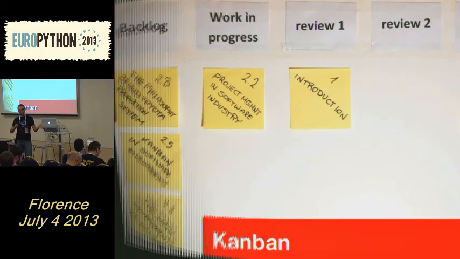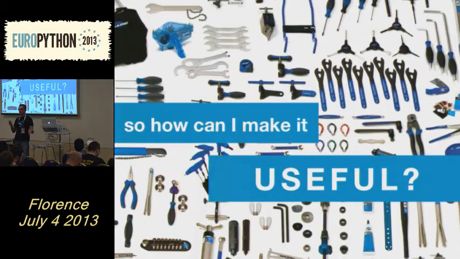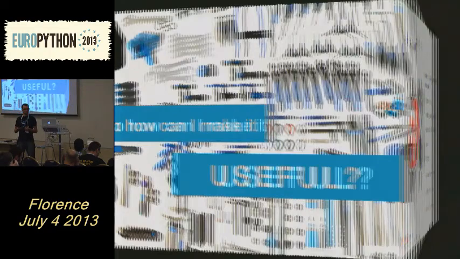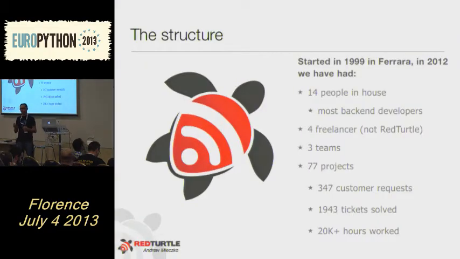So, okay, we have Scrum and Kanban. This is what we have found that could be useful. But how can it be useful? I mean, how can you really use those two practices and the Agile thing in general in your daily company life? So let's talk a little bit about how we are structured at Red Turtle.